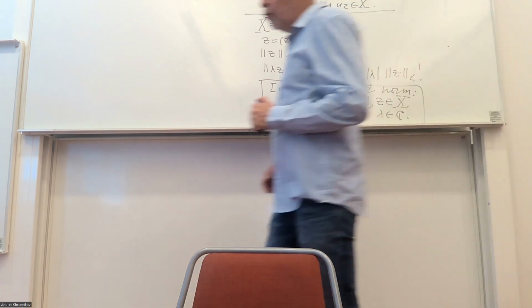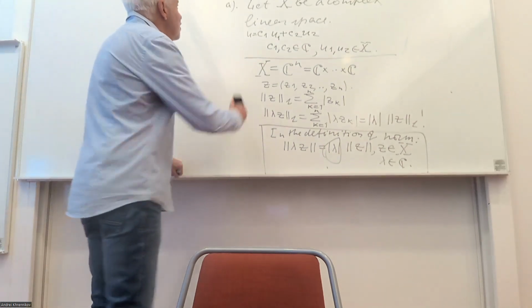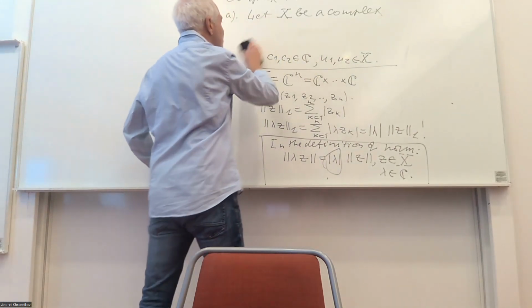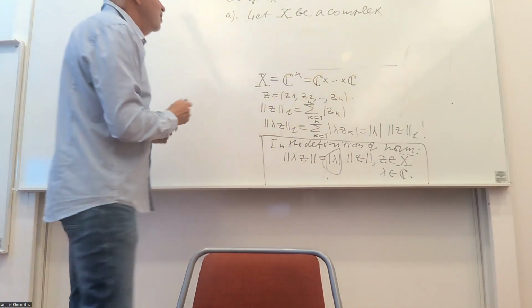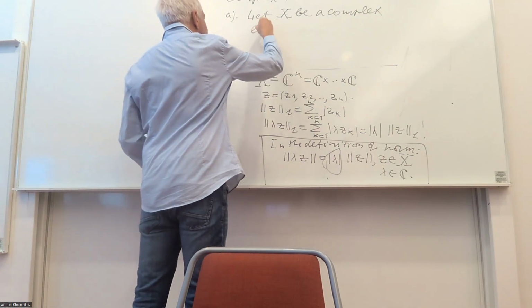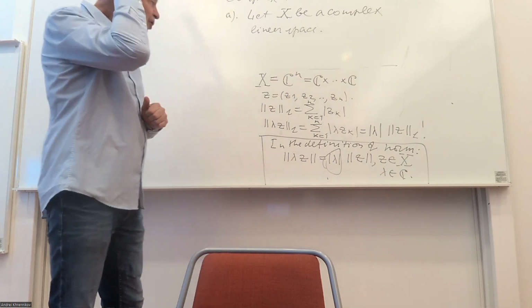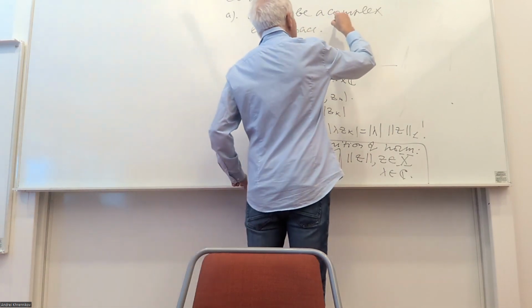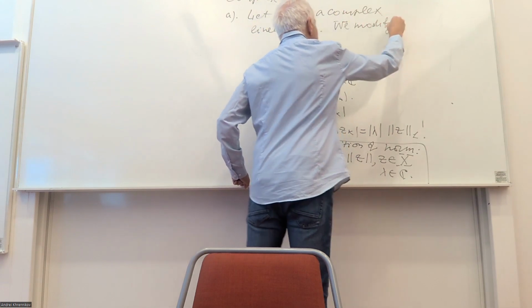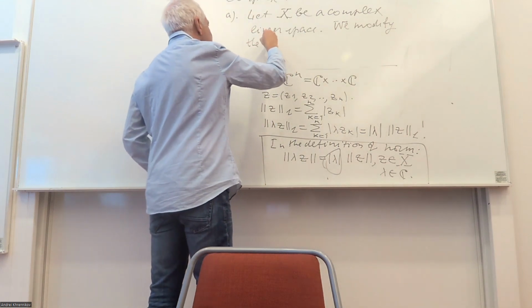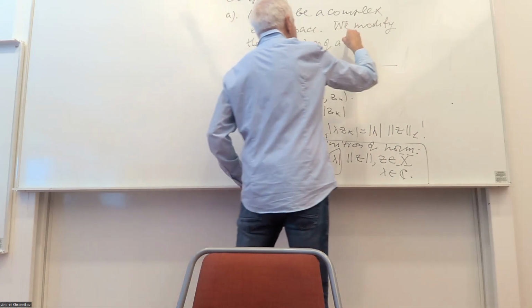Now let us go to complex Euclidean space. It is again a complex linear space. We modify the definition of a scalar product.